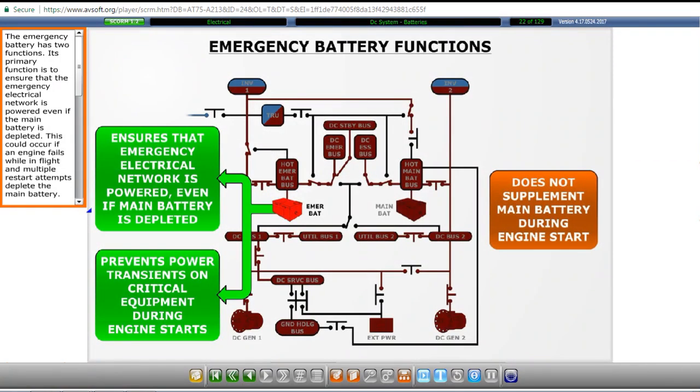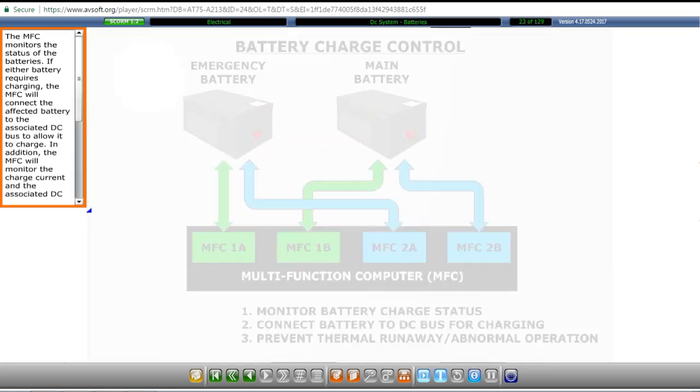The emergency battery has two functions. Its primary function is to ensure that the emergency electrical network is powered even if the main battery is depleted. This could occur if an engine fails while in flight and multiple restart attempts deplete the main battery. The second purpose of the emergency battery is to prevent power transients on critical equipment during engine starts. The emergency battery does not supplement the main battery during engine start.